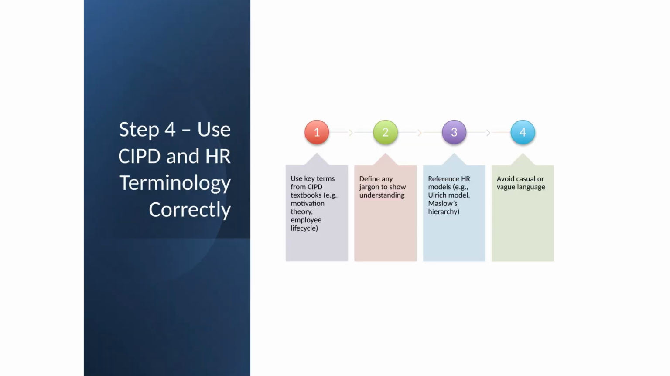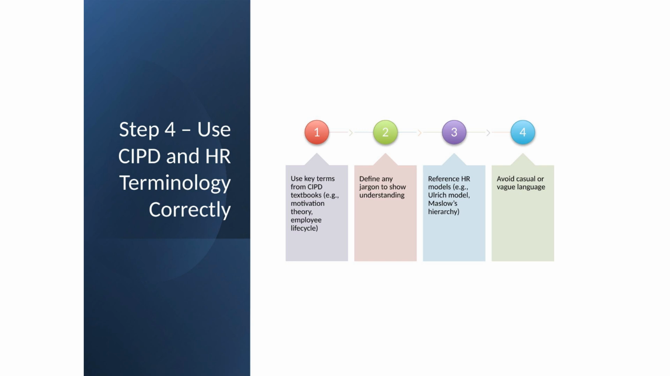To pass your CIPD Level 3 assignments, you need to show you're familiar with professional HR terminology and frameworks. Don't just say, "HR helps people work better." Instead, say, "HR uses performance management techniques to align individual goals with organizational objectives." Use models like the Ulrich model, Maslow's hierarchy, or Kirkpatrick's learning evaluation to support your points. This shows that you're thinking like an HR practitioner.